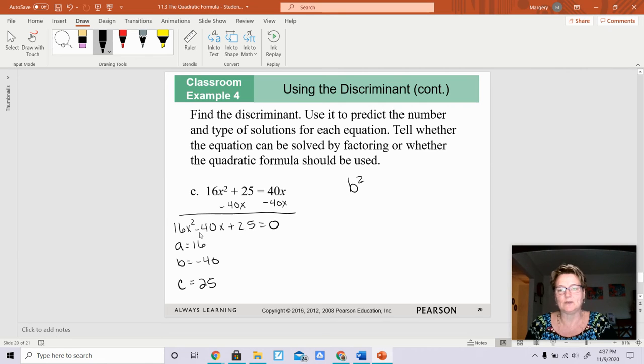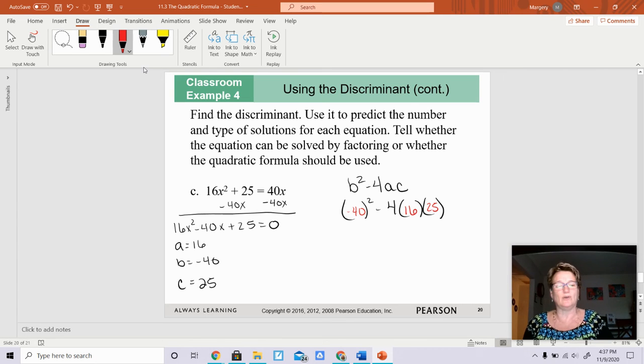So you're going to go B squared minus 4AC. All you have to do is plug in B is -40, A is 16, and C is 25. I have no clue on these. Well, I know that one. That one's going to be 1600 minus, and it might be minus, I don't know. I'm going to use a calculator. I'm cheating. So 4 times 16 times 25. That is also 1600. So on this one, 1600 minus 1600 is 0.